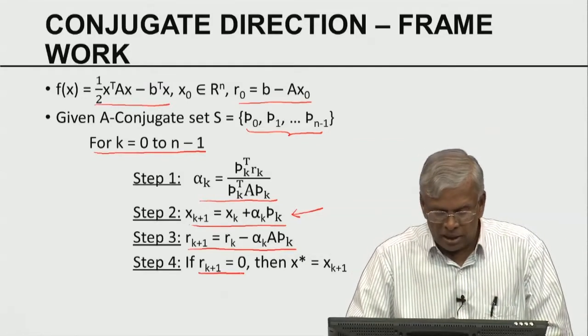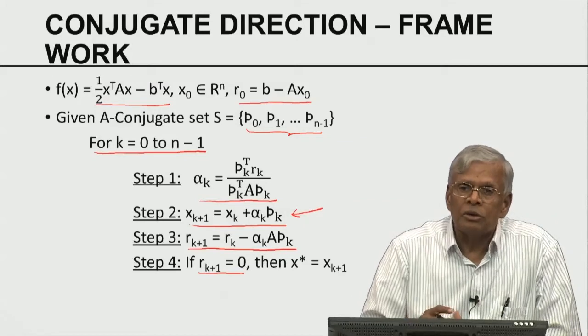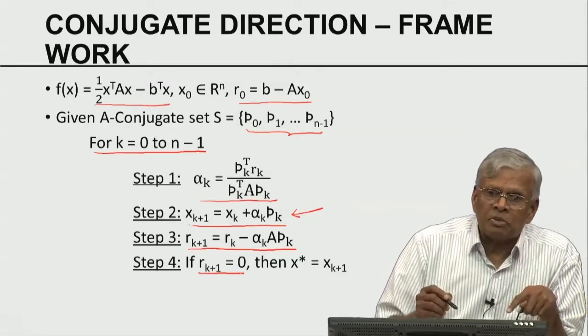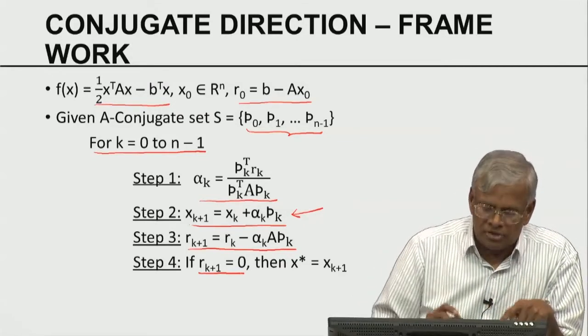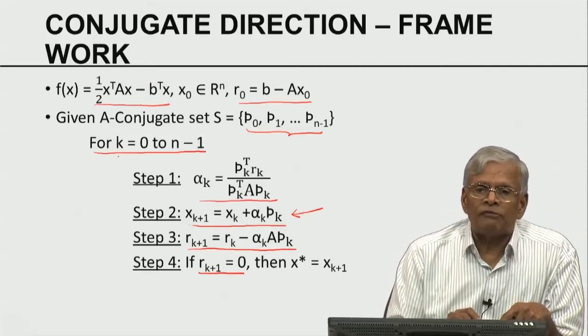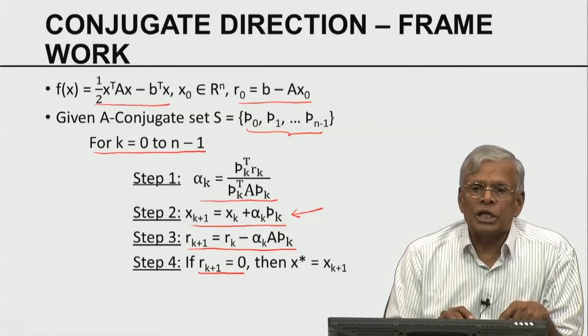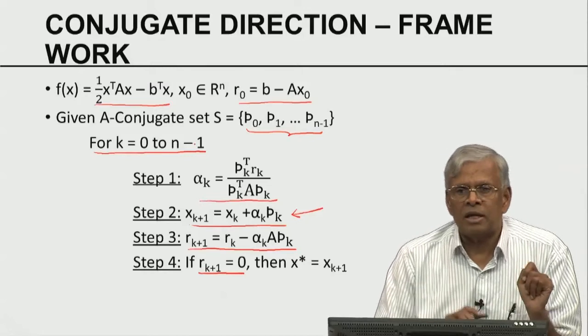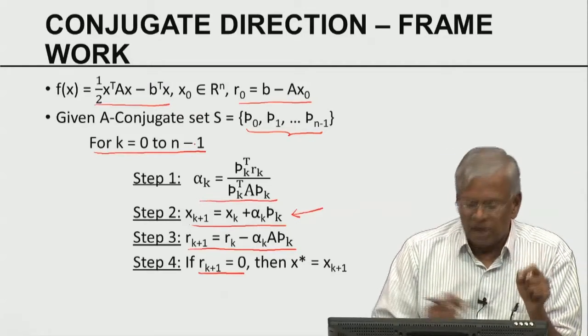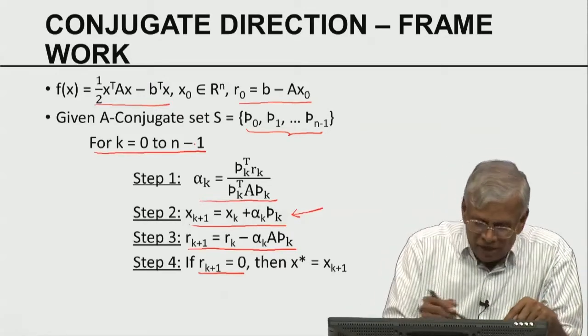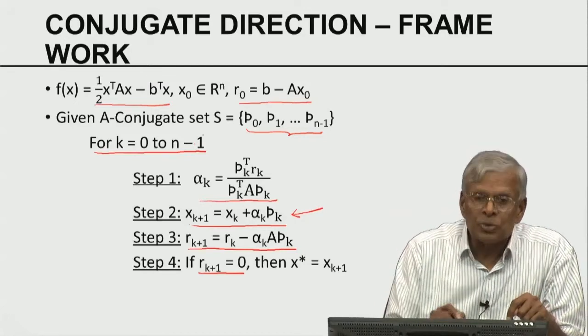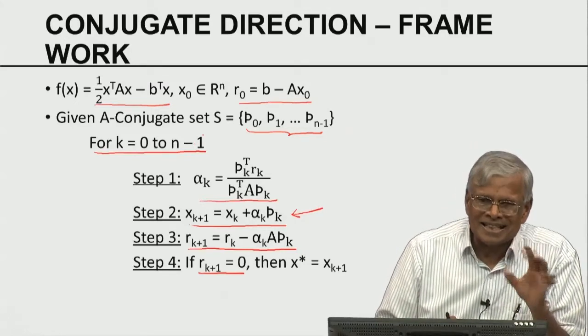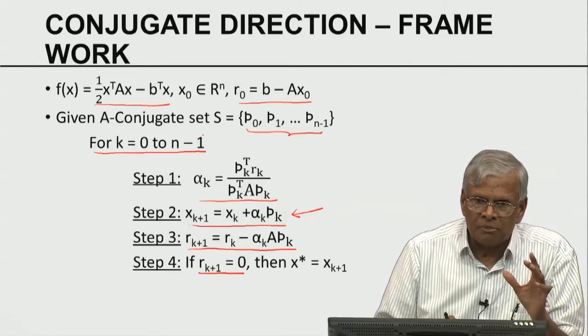Then x star is equal to xk plus 1. Otherwise, you continue. Another fundamental difference between this algorithm and the gradient algorithm is that in the case of the gradient algorithm, we had a for loop where we said k is equal to 0, 1, 2, 3 up to infinity. There is an infinite loop. We had an exit condition. Here is a finite loop, 0 to n minus 1. That essentially tells you I have finite time convergence.